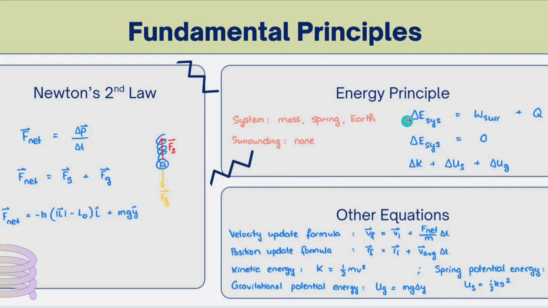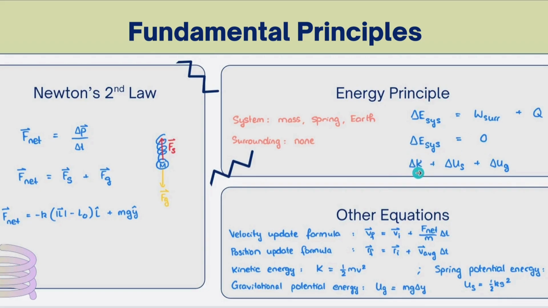Next is the energy principle. It states that the change in the energy of the system will equal the work of the surroundings plus heat. The system of this lab is a mass attached to the spring and the Earth as well, leaving the surroundings with nothing. So delta E will equal 0.